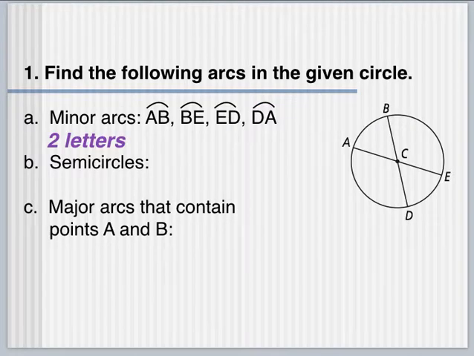Now, it's really important you understand how to read and write names of arcs properly. For minor arcs, you just need the two endpoints of the arc, and then you put an arc symbol on top. So when they want a list of all the minor arcs, well, you'd say, the arc between A and B is a minor arc, and you put an arc symbol on top. B to E, E to D, and D to A is also a minor arc. And you'd read these out loud as arc AB, arc BE, and so on.